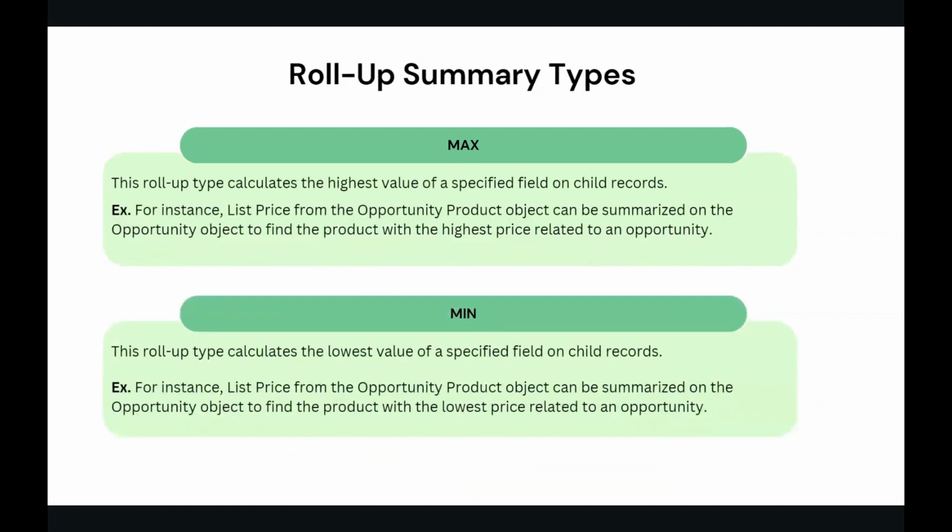Max. This rollup type calculates the highest value of a specific field on child records. For instance, list price from the opportunity product object can be summarized on the opportunity object to find the product with the highest price related to an opportunity. At the opposite, we have min, which calculates the lowest value of a specific field of child records.